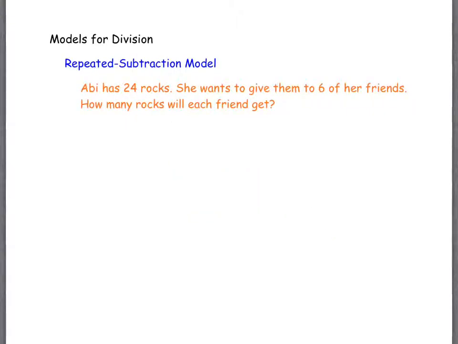Okay, again, same question. These questions don't differ much between them as far as how they're worded. It's how you write the answer that actually looks different. That's different from the other models that we've seen with the multiplication and subtraction and addition. Abby has 24 rocks. She wants to give them to 6 of her friends. How many rocks will each friend get? Well, this kind of an idea is called repeated subtraction. And it works really well because it's very basic.